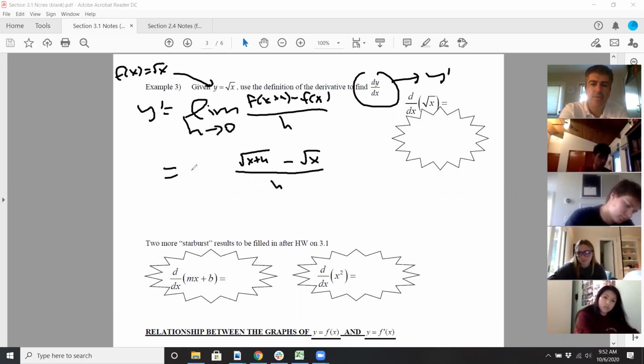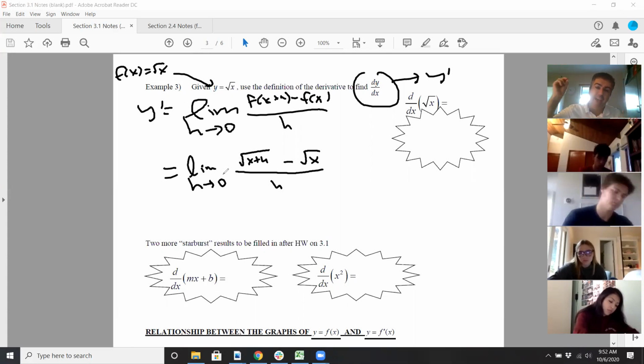That's h. And that's the limit as h approaches 0. So again, we're doing the same thing we've done in examples 1 and 2. We're trying to find the derivative. That's the form for the derivative: the limit as h approaches 0 of f of x plus h minus f of x over h. I said it really fast, but that's what it is.